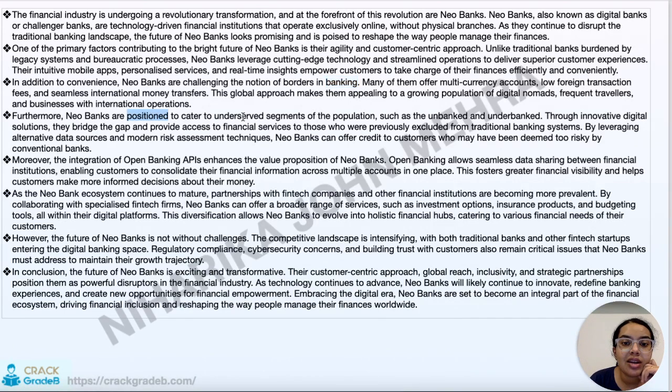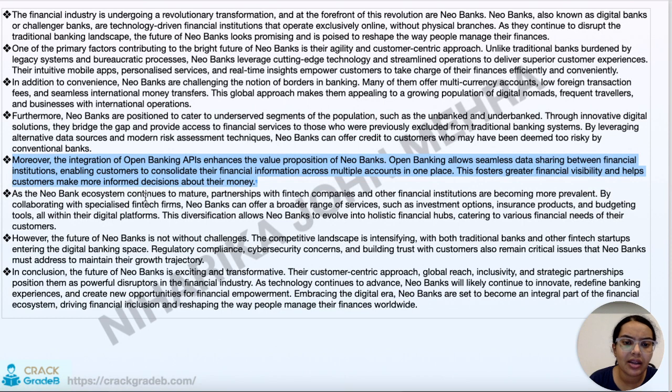Furthermore, they are positioned to cater to underserved segments of the population, such as the unbanked and underbanked. So this point is covered here. I will write at least one line related to this. Moreover, integration of APIs enhances the value proposition of neobanks. Open banking allows data sharing. This fosters greater visibility and helps customers make more informed decisions about their money. So how it is important and helpful on the customer front is explained in this paragraph.